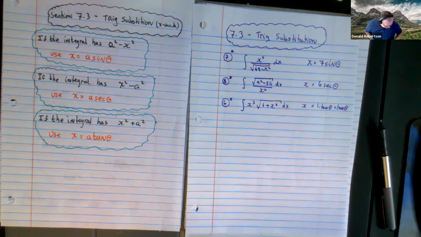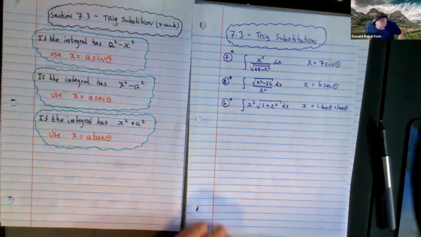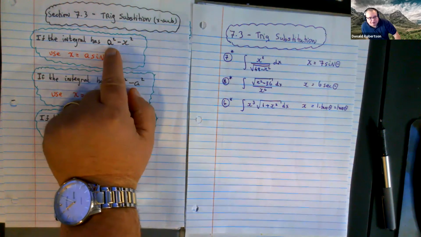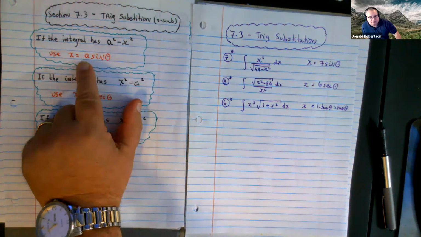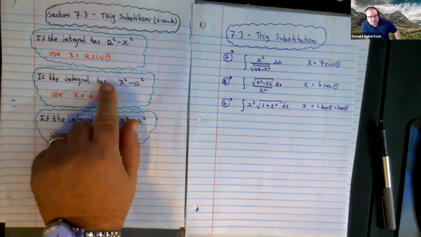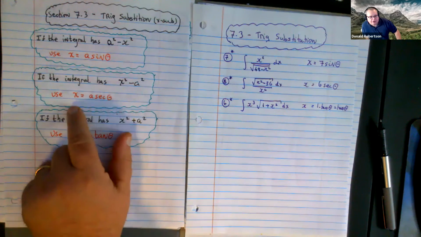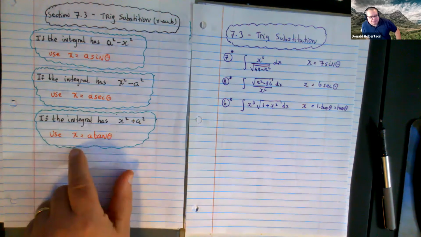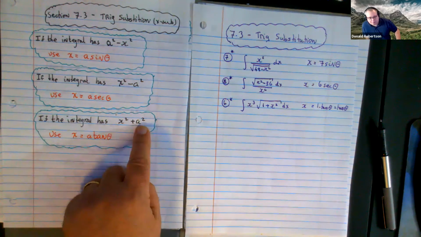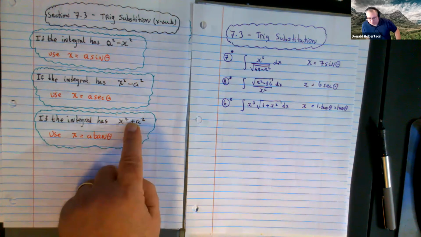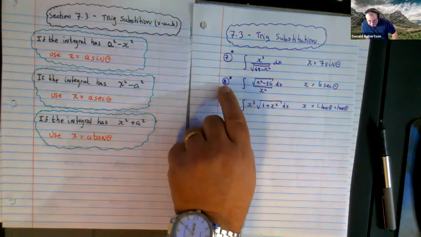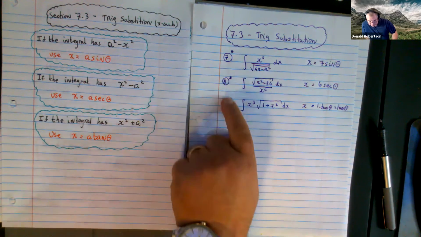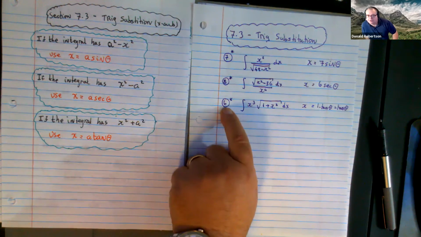So if you see an integral with a number take away x squared, you're going to use a sine theta. If it's x squared take away a number, you're going to use a secant theta. And if it's x squared plus a number or number plus x squared, they're equivalent, you're going to use a tan theta. And this is a version of equation 7, this is a version of equation 8, and this is a version of equation 6.